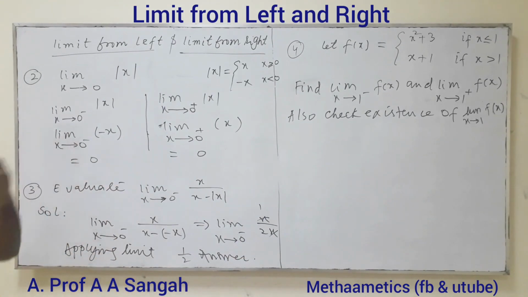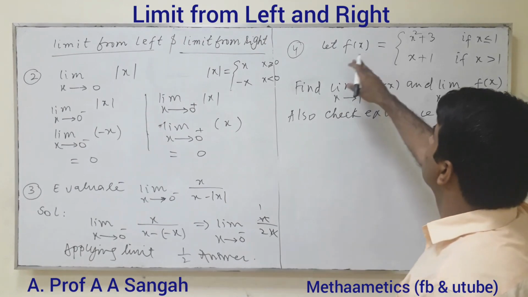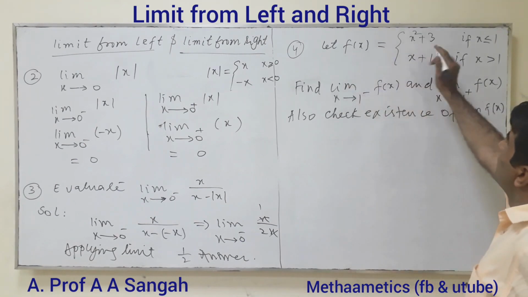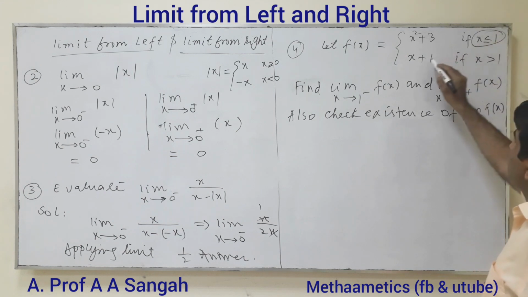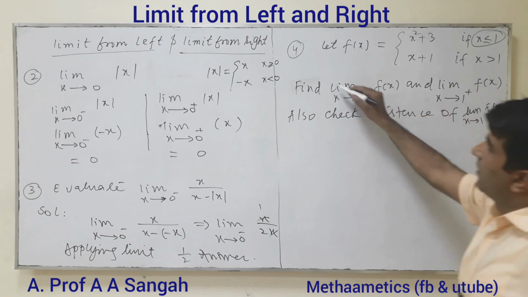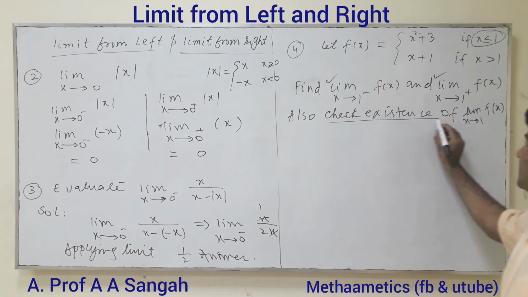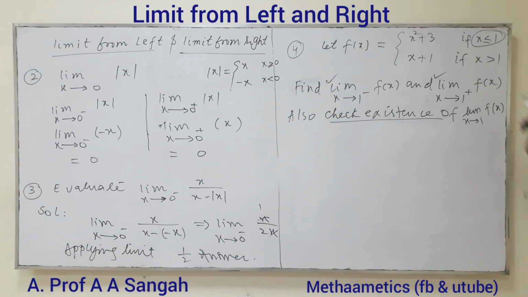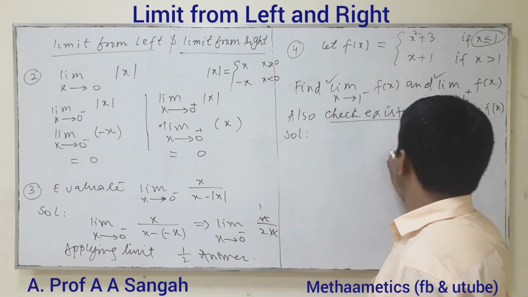That's the answer. Now we have question number 4. It says let f of x equal x square plus 3 if x is less than 1, so it is the left hand limit, and x plus 1 when x is from the right. Find the left hand limit and right hand limit. Also check the existence of the limit, whether the limit exists or not. So let's solve this.